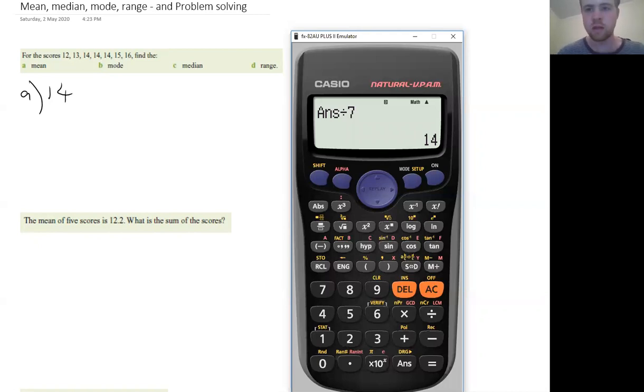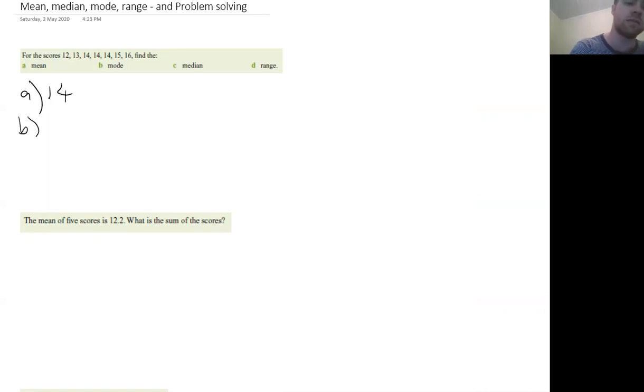Now the mode, we need to remember, is the most common score or the most common data point. And in this one, it's clearly, we've got one of each of the others and we've got 3 of them, which are 14. So the mode is also 14. Okay, the most common score. The median is the middle score. And what do you know? We have 7 scores. So we're going to look at the 4th score. 1, 2, 3, 4. The median is also 14.